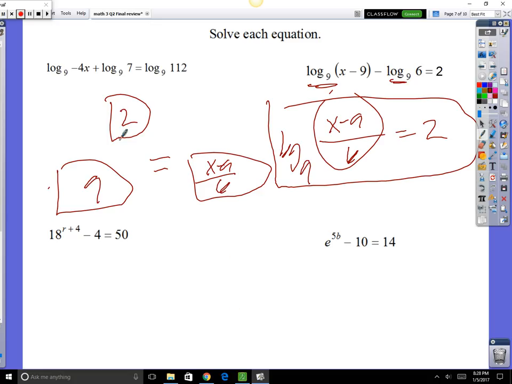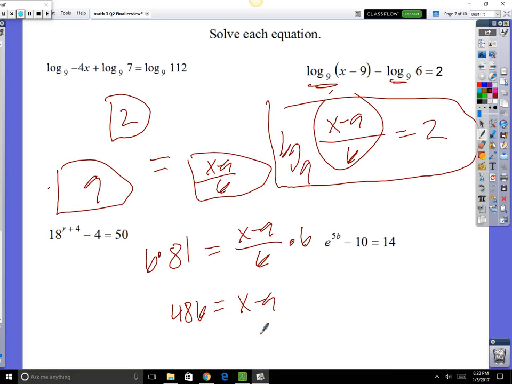So now we can simplify it. 9 squared is 81, is equal to x minus 9 divided by 6. So now undo the divide 6, times this by 6, times this by 6. So we got 81 times 6, 486 equals x minus 9, plus 9, plus 9. Final answer, x equals 495.